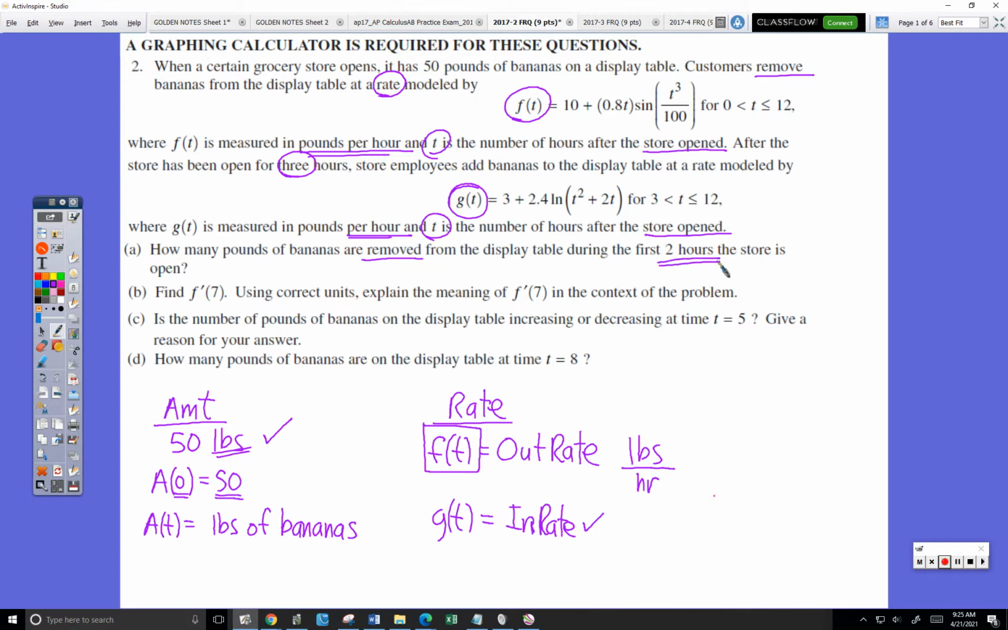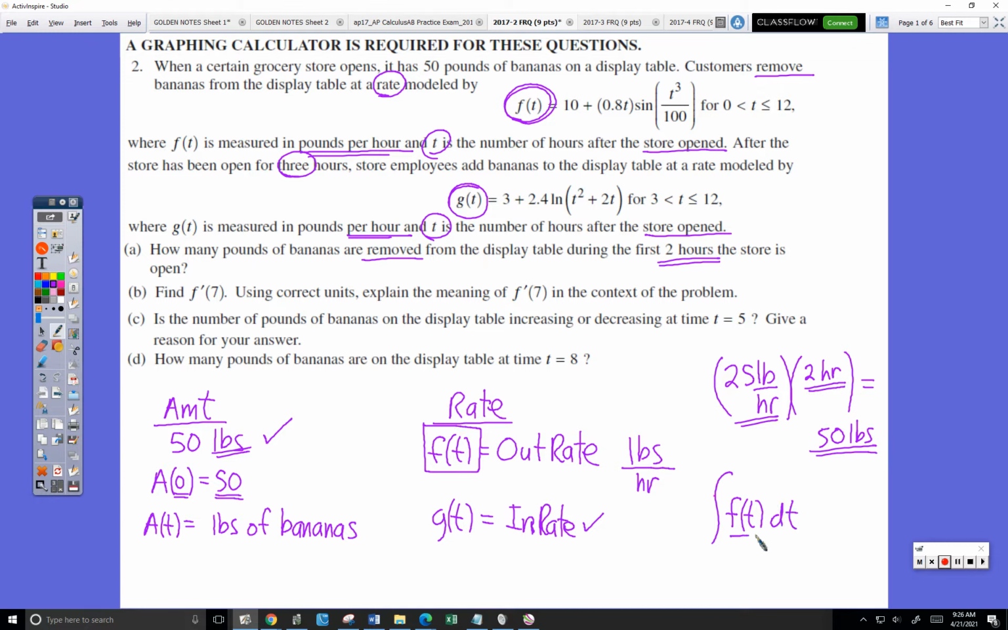So the basic idea is if they were removing bananas at a rate of, say, 25 pounds per hour, and I continued to do that for 2 hours, then I would know that I would have removed a total of 50 pounds. We use that same idea, it's just that the rate isn't a constant value, the rate is changing. So that's why we're going to do an integral. We're going to integrate the rate at which bananas are being removed, and just like we did here, by taking the rate at which bananas are removed and multiplying by time, we get how many bananas are removed.